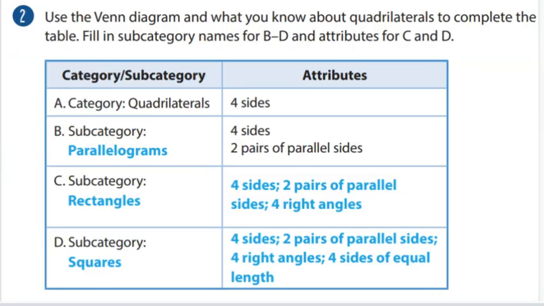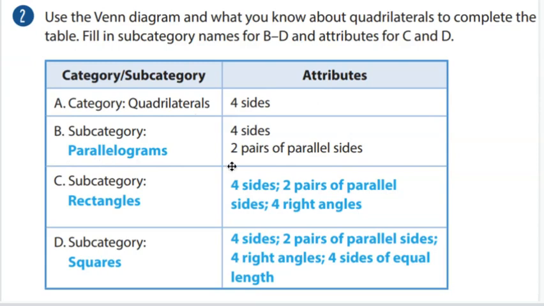All right. So this is number 2 here, and you can see that it says use the Venn diagram and what you know about quadrilaterals to complete the table. Fill in the subcategories. So I do want you to push pause on the video and go ahead and fill these in so you have this example in your book. You can see that, again, anything that's a quadrilateral is a four-sided figure. Our first subcategory is a parallelogram because it has two sets of parallel sides. And again, you see parallel in the word.